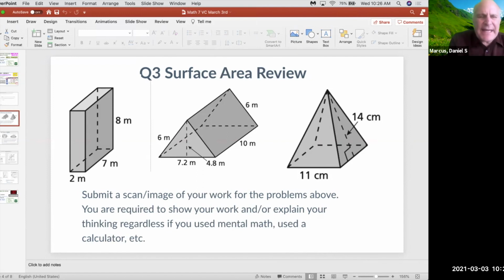I want you to type in the chat, what are the keys to answering surface area problems? What do you have to do to be able to answer any surface area problem? Write the answer in the chat. Not the answer to the problem, but how do you go about solving surface area?